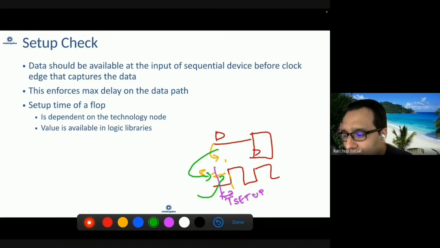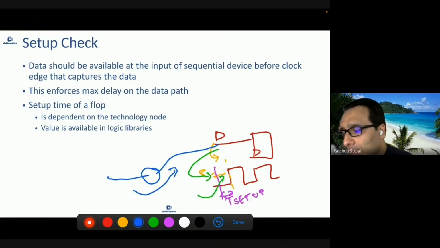So this enforces a max delay on the path. How does it enforce a max delay on the path? Because let's say this is being driven by combinational logic. If you have more delay, data will arrive later, and that forces a max delay.